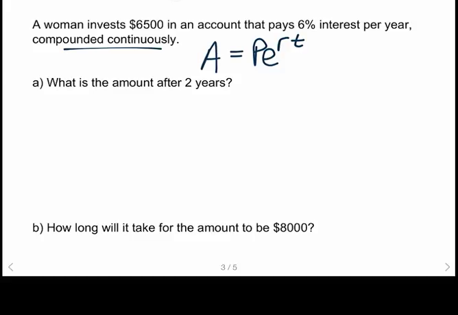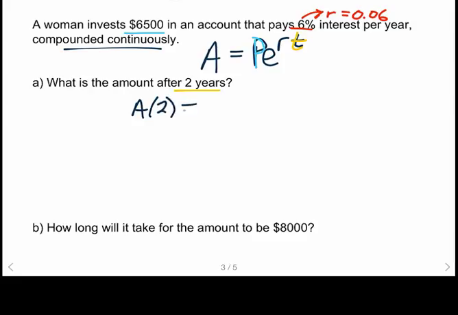After 2 years, well, wait a minute. What is the information we've been given? The $6,500 is the P. The interest rate is 6%, and so we're going to say that r is equal to 0.06, right? Remember, we have to express that as a decimal. And then if we want to know the amount after 2 years, then that value is going to go into t.